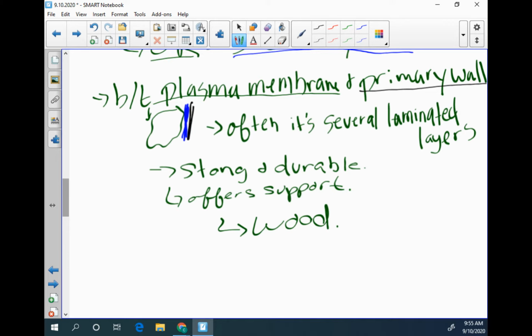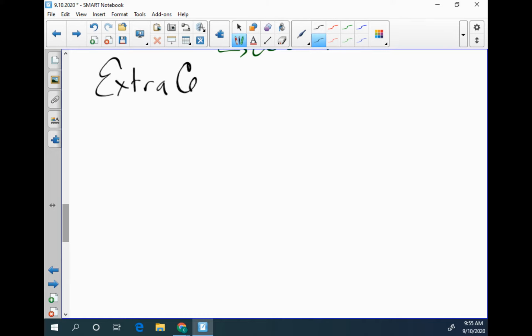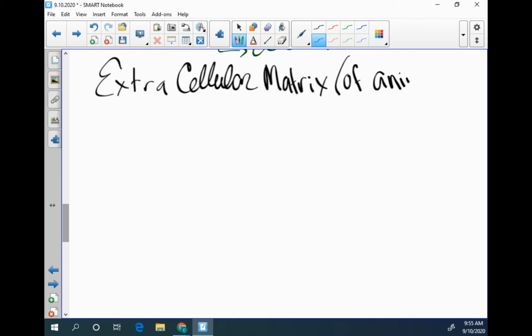That is cell walls. Any questions about those? No? Right. Now we are moving on to the extracellular matrix of animal cells. So, just animal cells, because plant cells have these cell walls that connect them.